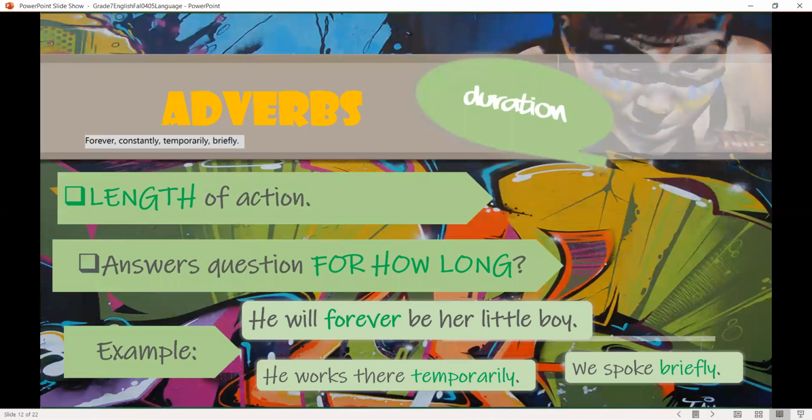So he will is your verb. Forever is describing how long he will be her little boy for. He will forever be her little boy. He works there temporarily. How long does he work there? Temporarily. We spoke briefly. How long did we speak? We spoke briefly. Okay, so I don't know if you notice the ly at the end.